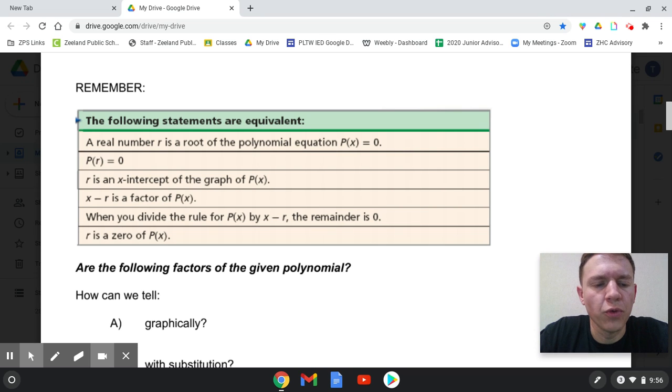Hello and welcome to factoring trinomials with a equals 1. This is the notes for that. Factoring trinomials when a equals 1.